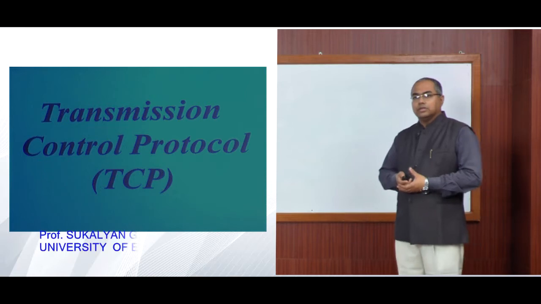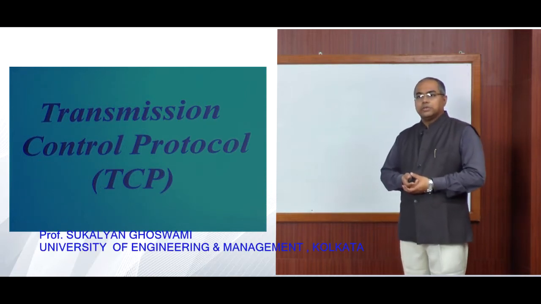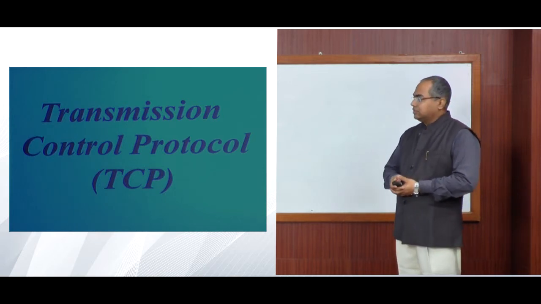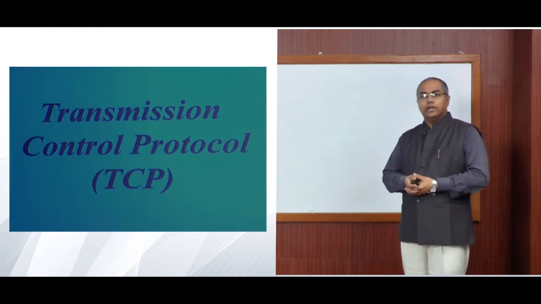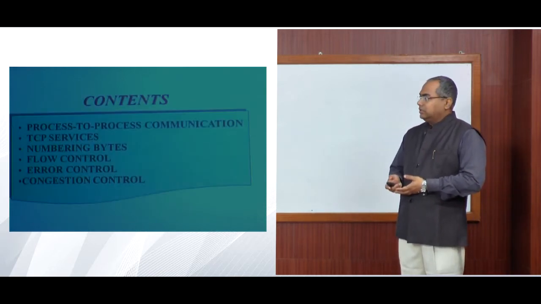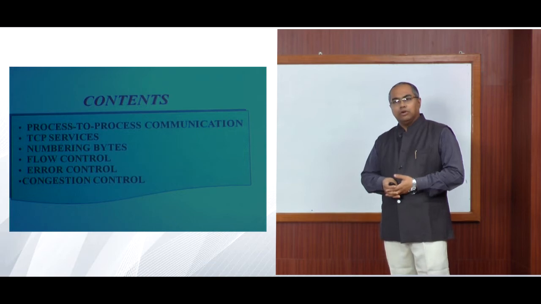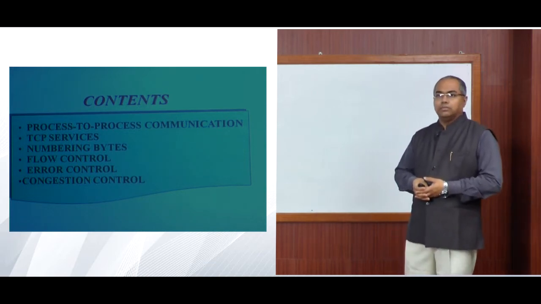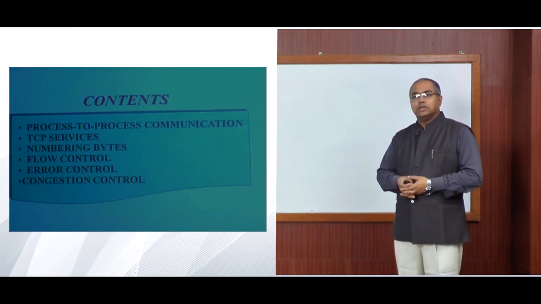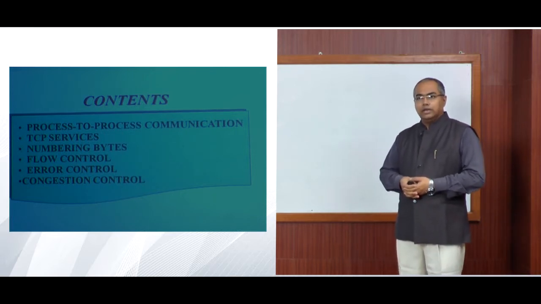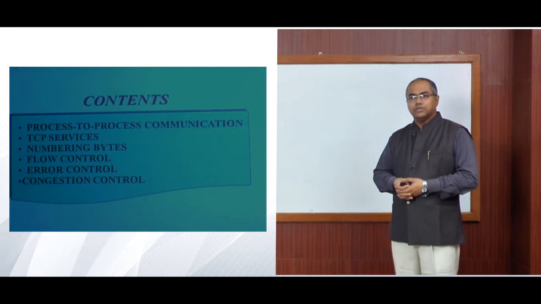Today we are going to discuss one specific protocol of the transport layer, that is Transmission Control Protocol, abbreviated as TCP. We all know that the internet model or TCP/IP model has 5 different layers. If we look into a top-down approach, the first layer is the application layer, next comes the transport layer, next is the network layer, data link layer, and the lowest layer is the physical layer.